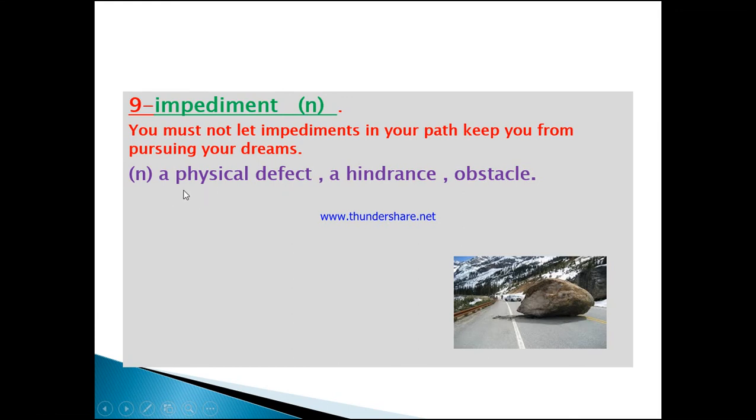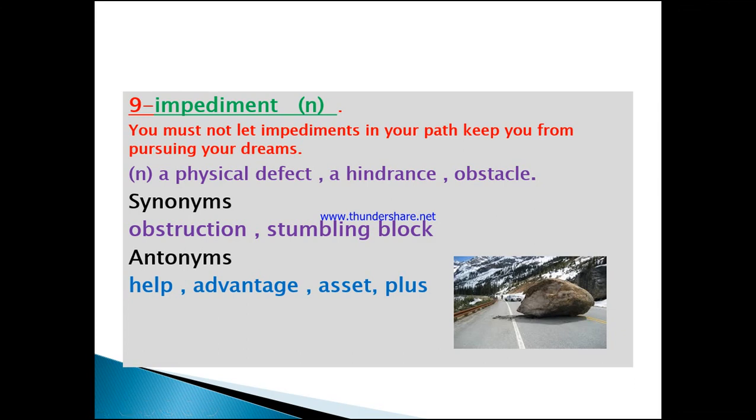What about the meaning of that? Physical defect, a hindrance, obstacle. What about the synonyms? Obstruction, stumbling block. If you look here, there is a great rock hindering the way of cars. So it's an impediment. I'm going to give you another example. In a number of developing countries, war has been an additional impediment to progress. It means obstruction, stumbling block. What about the antonyms? Help, advantage, asset, plus.